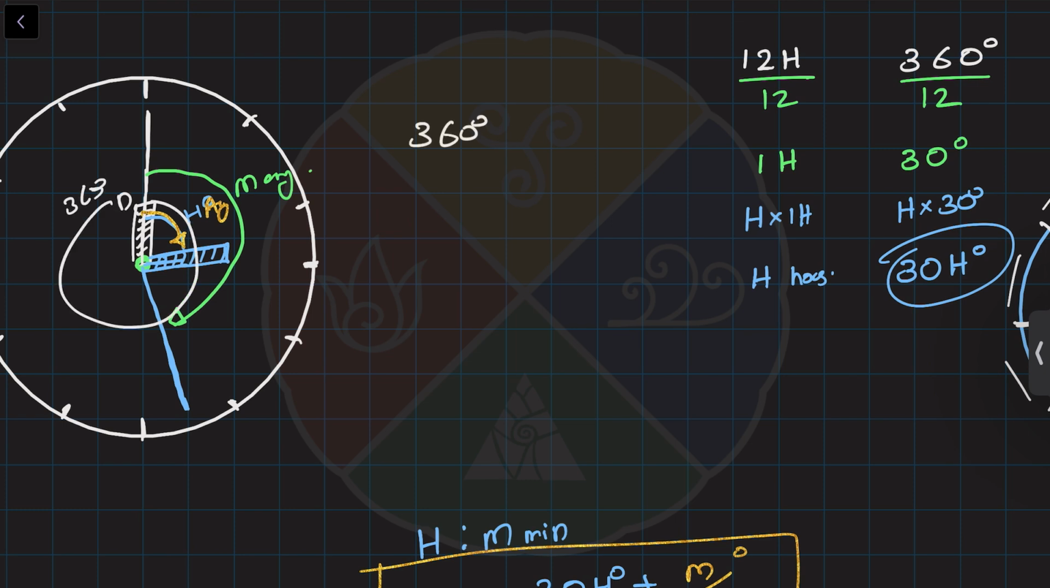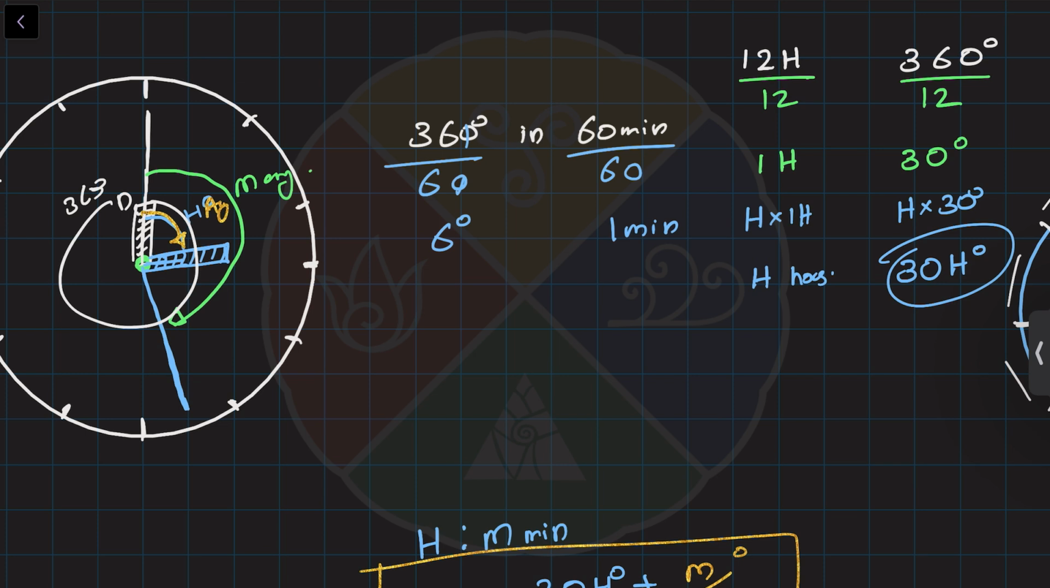This 360 degrees is covered by the minute hand in 1 hour, or 60 minutes. So 360 degrees in 60 minutes. I want to see how much it is going to cover in one minute. Divide this by 60, divide this by 60. You will find that in 1 minute, the minute hand is going to travel 6 degrees.